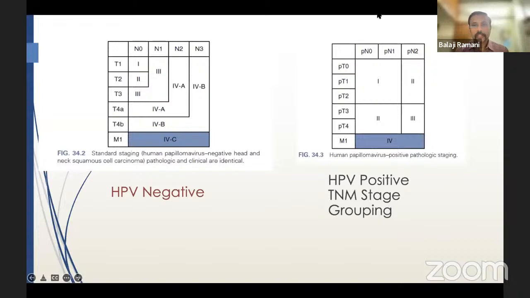Right. So this is the stage grouping. I've just put it up here. You need not memorize this stage grouping. Generally, it will not be asked.